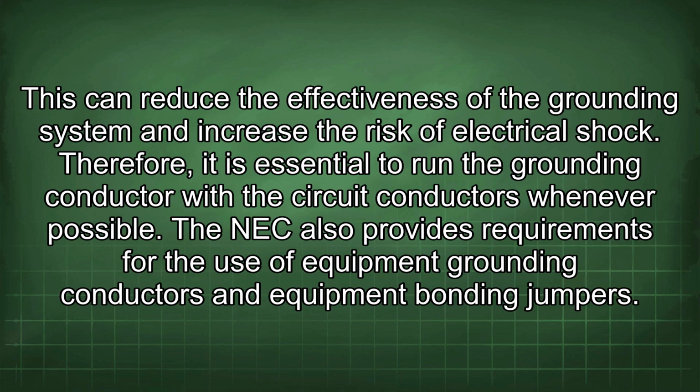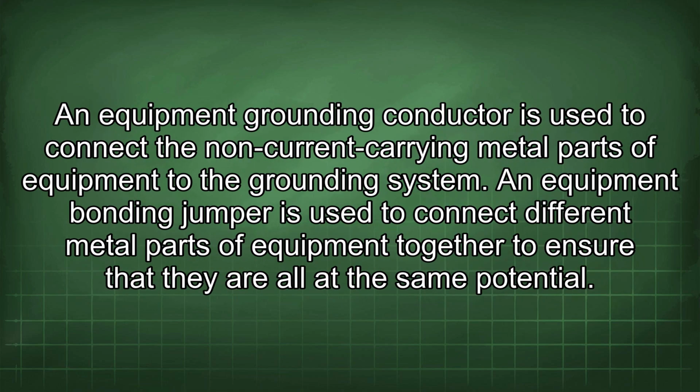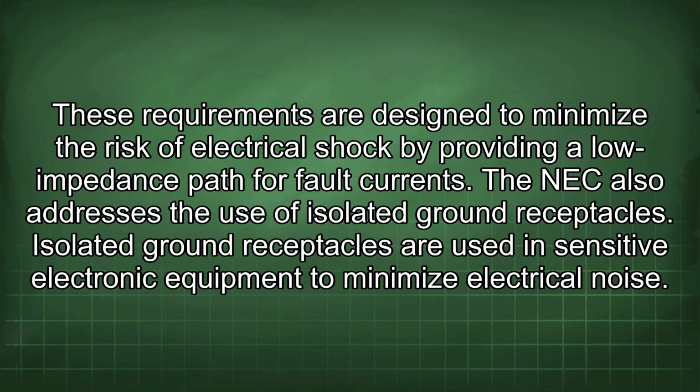The NEC also provides requirements for the use of equipment grounding conductors and equipment bonding jumpers. An equipment grounding conductor is used to connect the non-current carrying metal parts of equipment to the grounding system. An equipment bonding jumper is used to connect different metal parts of equipment together to ensure that they are all at the same potential. These requirements are designed to minimize the risk of electrical shock by providing a low impedance path for fault currents. The NEC also addresses the use of isolated ground receptacles.